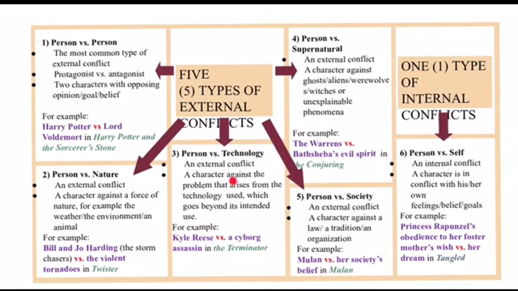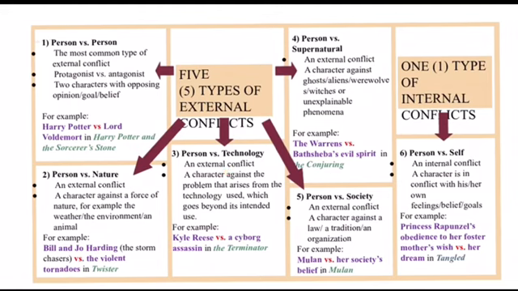The third type of external conflict is person versus technology conflict. This is an external conflict in which the character is against a problem that arises from technology use which goes beyond its intended use. For example, in the movie The Terminator, we can see that the protagonist, Kyle Reese, goes against a cyborg assassin. So this is an example of person versus technology.